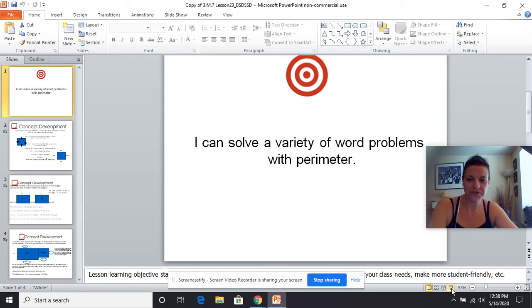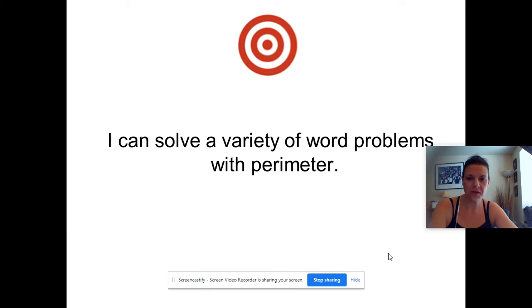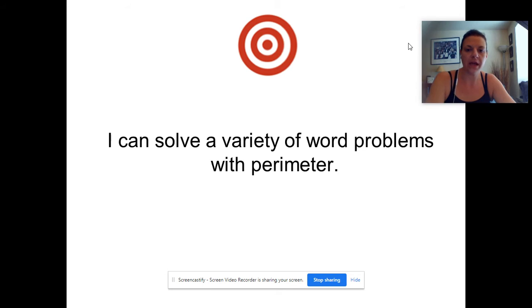We are going to move on and do lesson 23 today. We are going to work on solving a variety of word problems with perimeter. Now, we have been working with word problems that involve area as well, but today we're only doing perimeter. So perimeter, think in your head for a moment, what is perimeter? That's right. It's adding all the side lengths together. Okay, so we're only looking at perimeter today. All right, here we go.